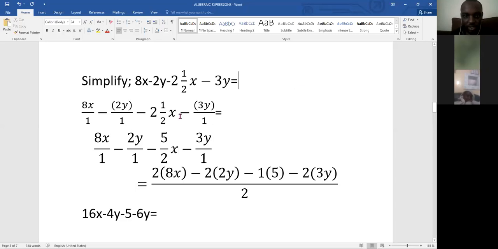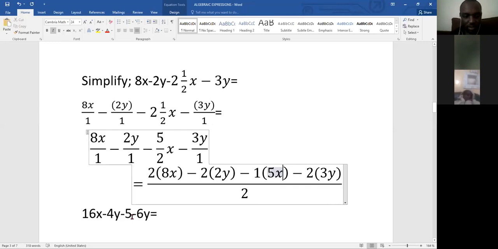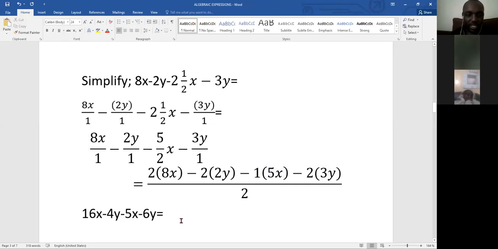So this one is 2.5x, so it's 5x. So this one also x here. So this one means this one is x here. So you have 16x. So if we put the like terms together here, you are going to have 16x minus 5x, and the answer there is going to be 11x.